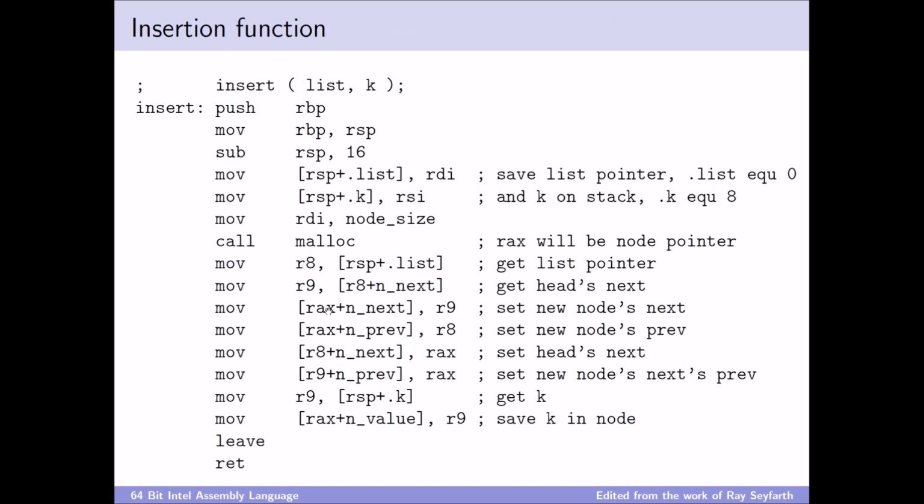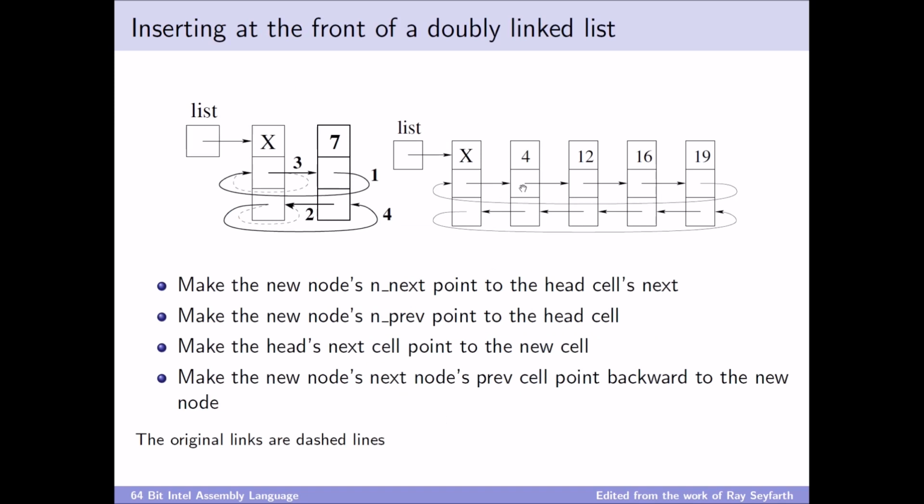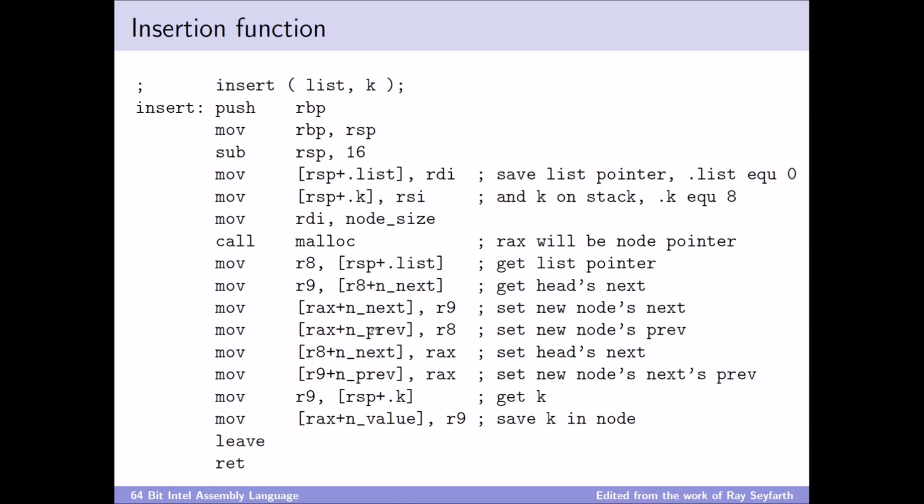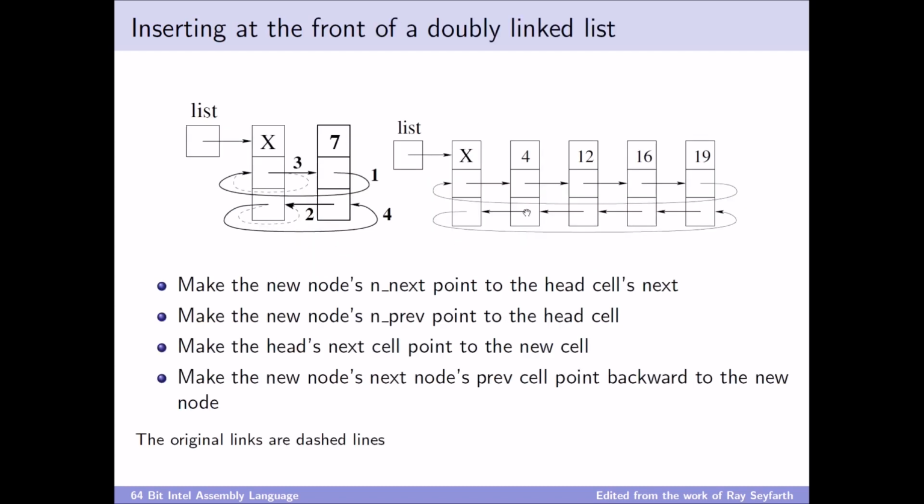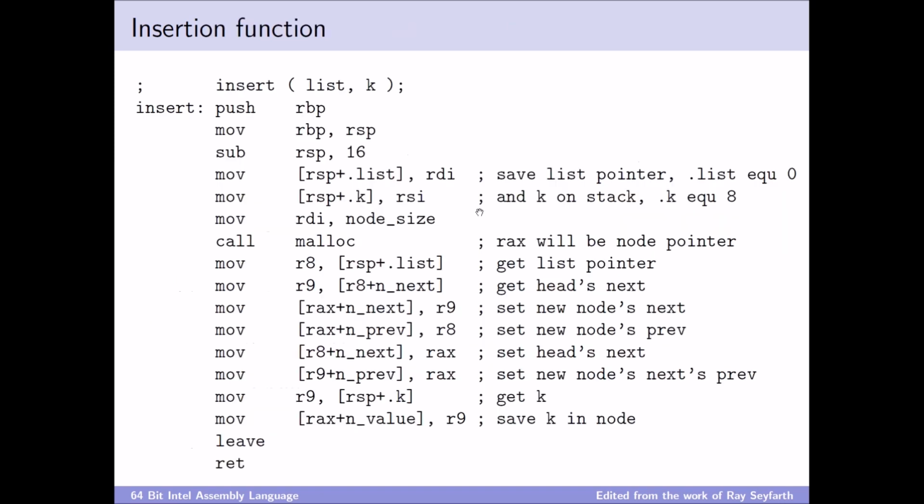Then I'm going to set the next attribute of my newly created node to R9. All that's doing is setting the link between this 4 and 12. So it's producing that little arrow for us. Then I'm going to set the previous value of the newly created node to R8. And remember, R8 was actually our head. So that's simply making that link over there that we've now added.